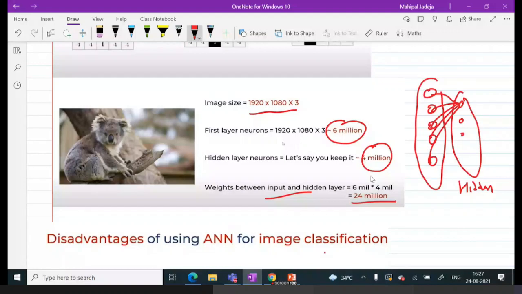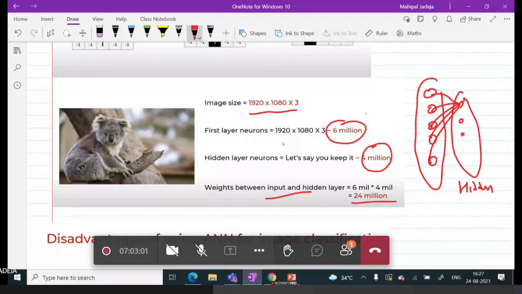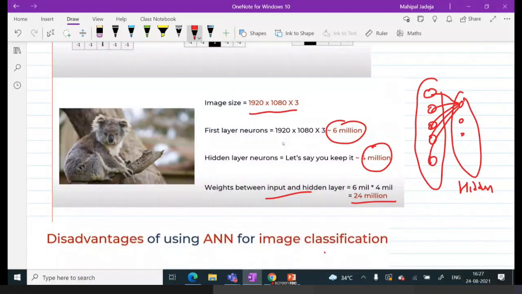And this is just for one image, and we are talking about thousands and millions of images. Even with supercomputers you won't be able to perform this kind of computation. So this is the first disadvantage of using our existing artificial neural network technique for image classification. Apart from this, there are other disadvantages also, so let's discuss them.